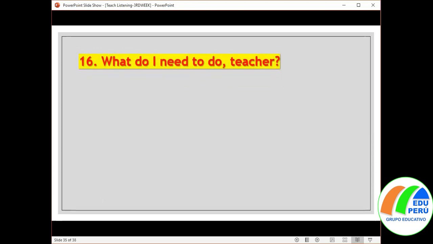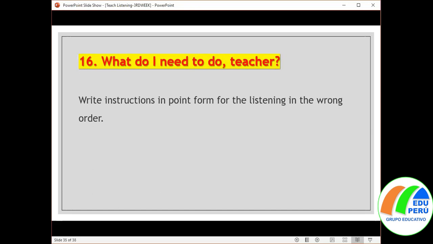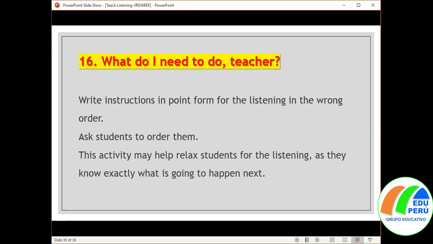Number 16, what do I need to do, teacher? So write instructions in point form for the listening in the wrong order. Notice, you have to write instructions in the wrong order. Ask students to order them. This activity may help relax students for the listening as they know exactly what is going to happen next. So they have to reorder, so they know exactly what they need to do in the listening test.